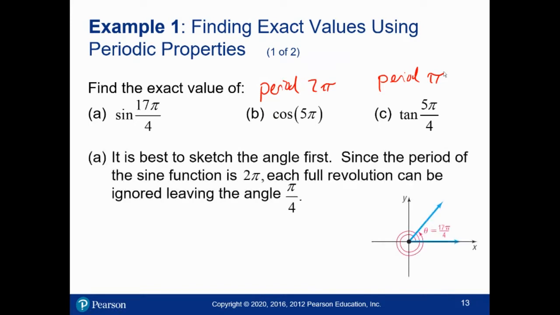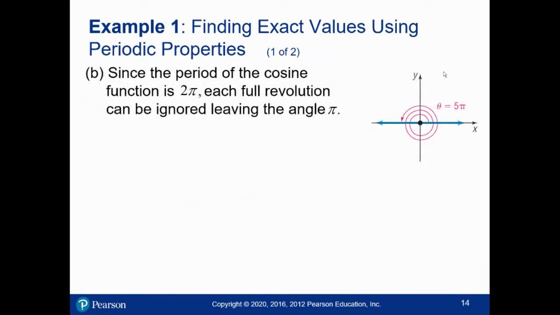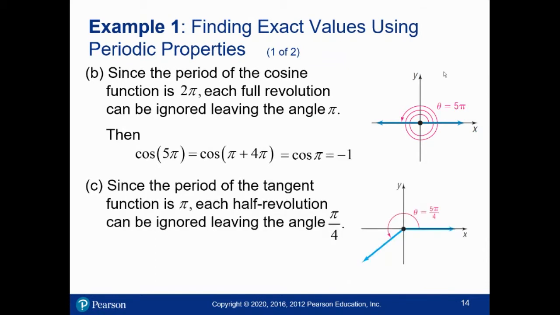Okay, so A, we already did. It's just pi over 4 with 2 full rotations added onto it. So that's just √2/2. Let's take a look at part B. 5 pi is just go around the circle twice and then an extra pi. So it's pi plus full rotations, which is the same thing as having just done an angle of pi, and the cosine of pi is -1. The tangent period is only pi, so 5 pi over 4 is a full pi and then an extra pi over 4. So the tangent of 5 pi over 4 will be the same as the tangent of pi over 4, and we can look up our chart from the previous section and see that that's just 1.